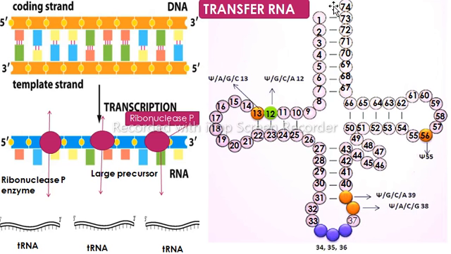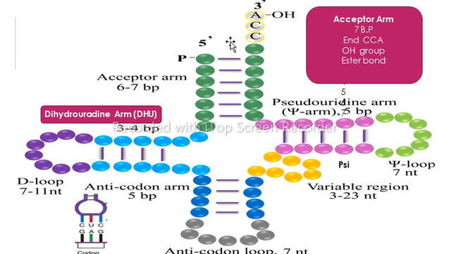When transcribed, transfer RNA molecules are present in a single large precursor, and the ribonuclease P enzyme converts the large precursor RNA into transfer RNA. The transfer RNA shows extensive base pairing and has a cloverleaf-like structure.